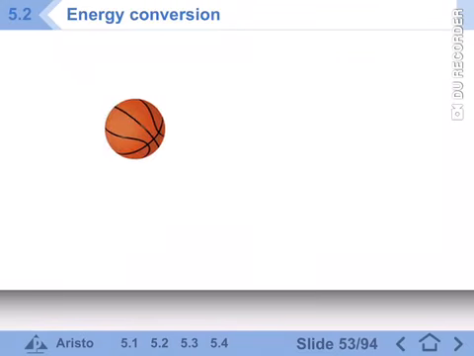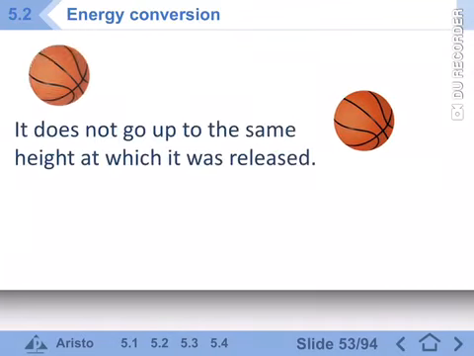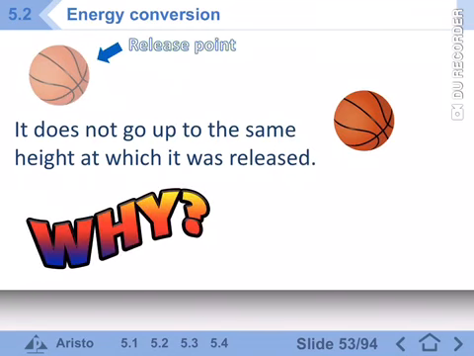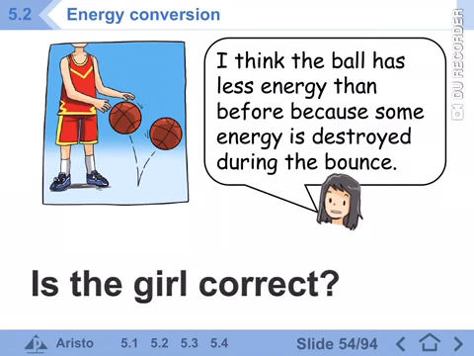Now in here, a ball is falling down and it bounces off the ground. Okay, so in here we start at a release point, and what happened when you release it after it bounces back? Do you see that it cannot reach the same height as the starting point? You see that it will be a bit lower. So what happened? There's a proposal saying that, okay, I think the ball has less energy than before because some energy is destroyed during the bounce. Is it true? Is it correct? Let's take a look.